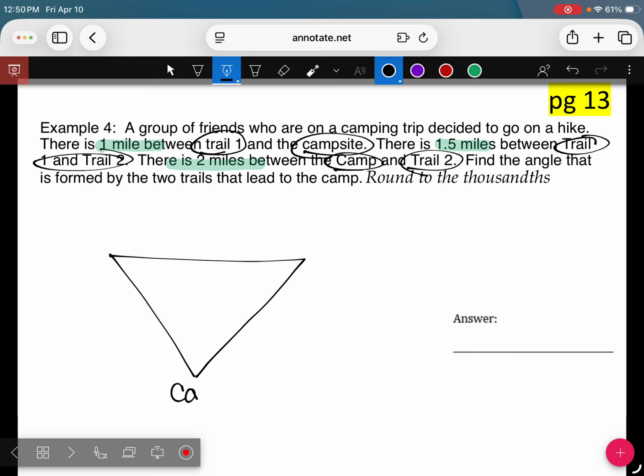I don't know why I drew it upside down. I really don't have a reason. Doesn't matter. So I'm going to call this trail 1, and this one is trail 2.